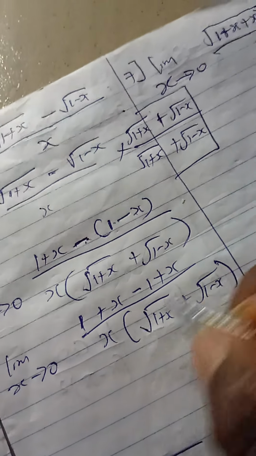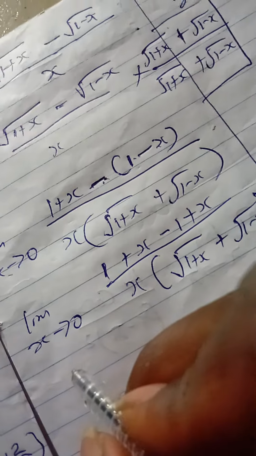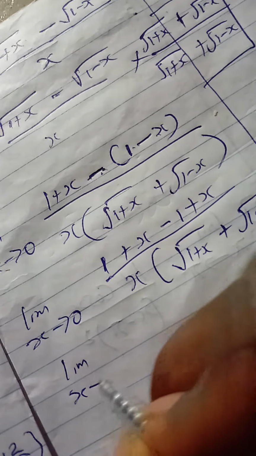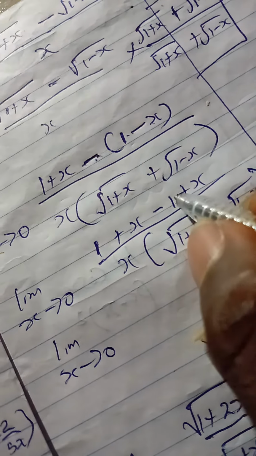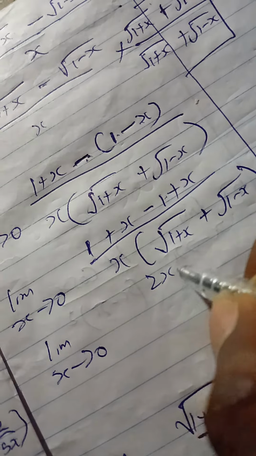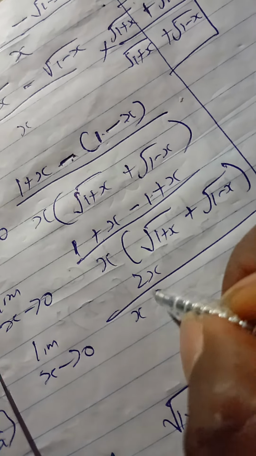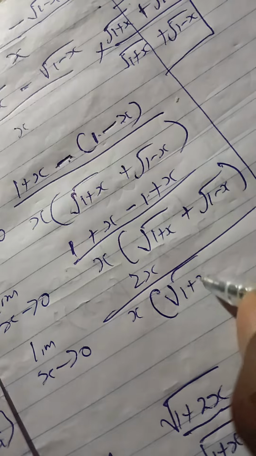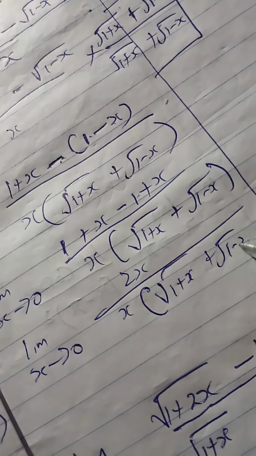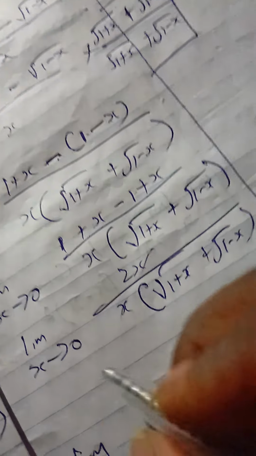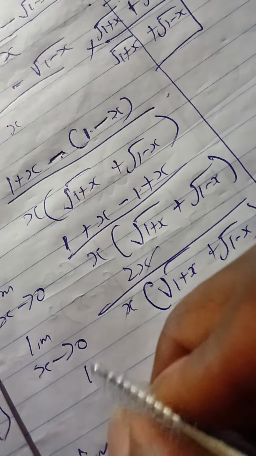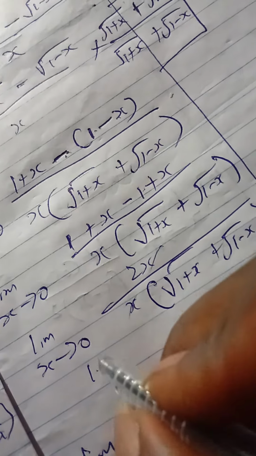I don't want to open this bracket here because I will still cancel out this x. This equals the limit as x tends to 0 of 1 minus 1 is 0, x plus x is 2x, over x into root 1 plus x plus root 1 minus x. So x cancels x.